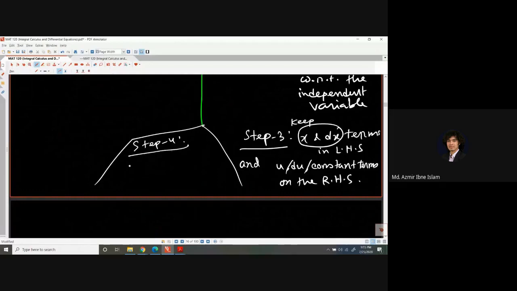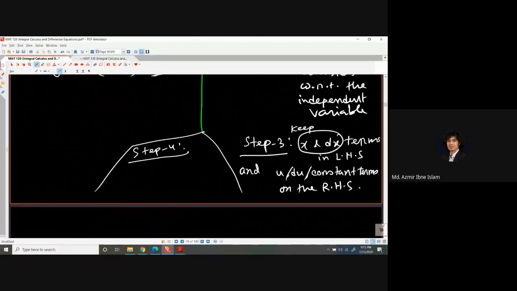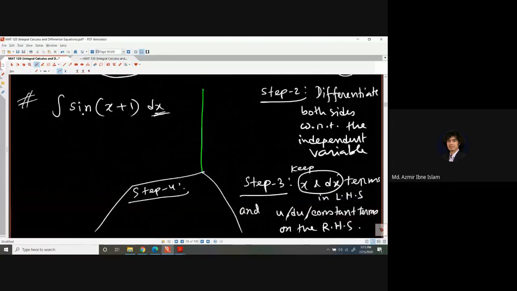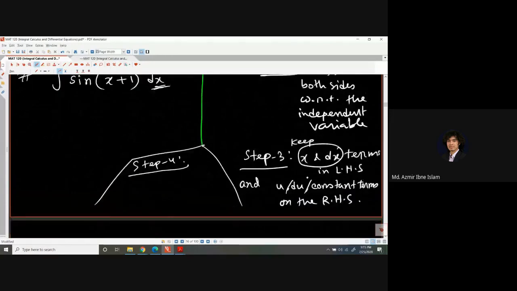We have to replace x and dx in the main function by u or du. That means our main task is to convert all x to u, and we have to integrate. That means here we have integration for x, we have to integrate for u, or you can say du.